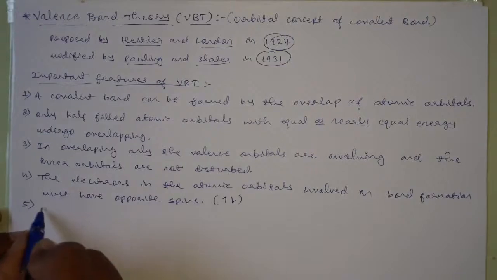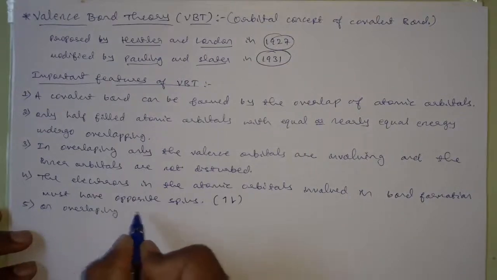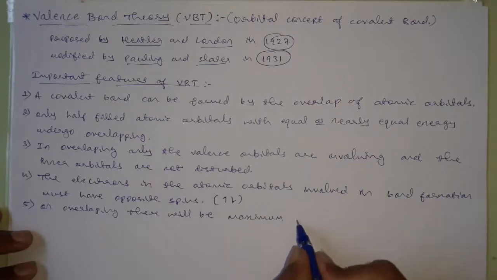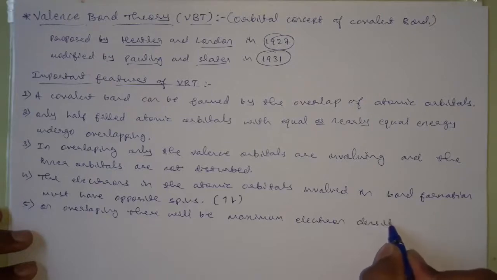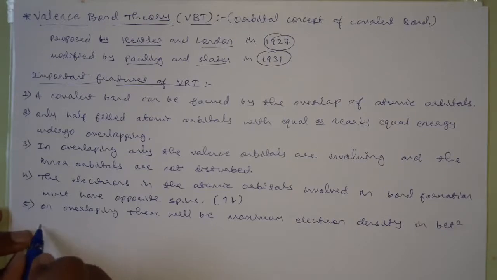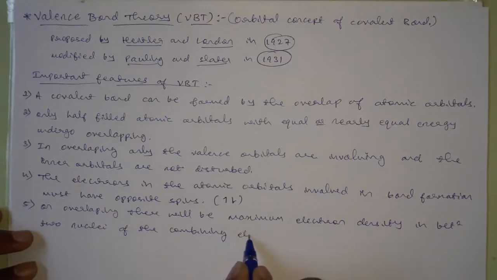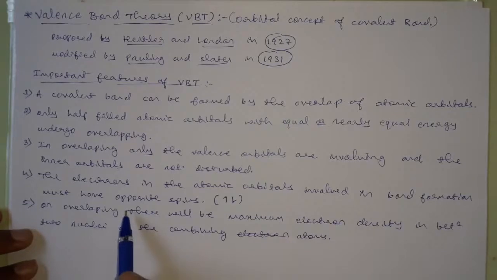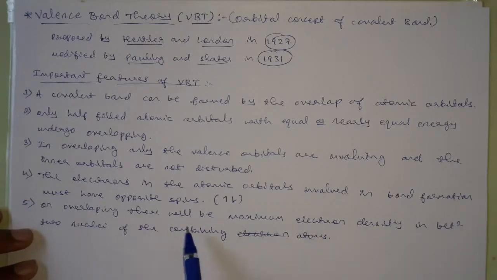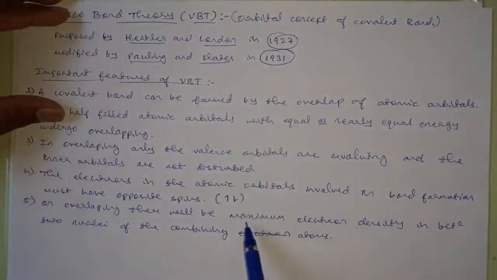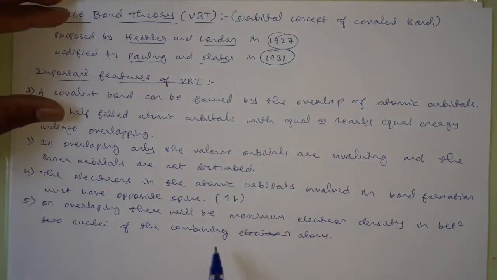Then the next important feature is that on overlapping there will be maximum electron density in between the two nuclei of the combining atoms. When the valence orbitals of the two atoms are undergoing overlapping, then at that time the electron density is maximum in between the nuclei of those two combining atoms.